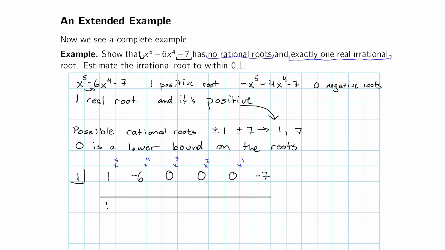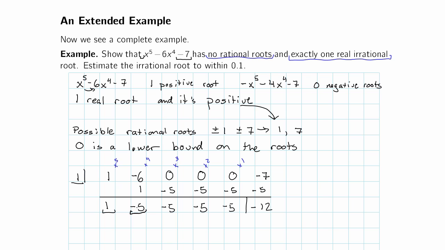We're going to start with 1, bring down the 1, times 1 is 1, minus 6 is negative 5. Times 1 is negative 5, plus 0 is negative 5. Again, times 1 is negative 5, plus 0 is negative 5, and once more the same. Times 1 is negative 5, and minus 7 is negative 12. So notice this is not an upper bound because I've got a positive number and a negative number here.